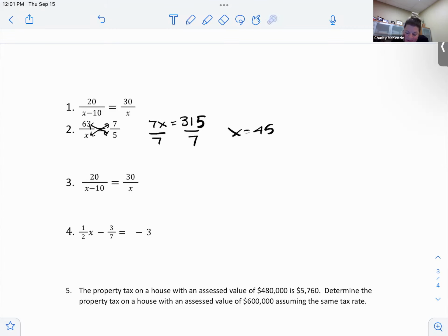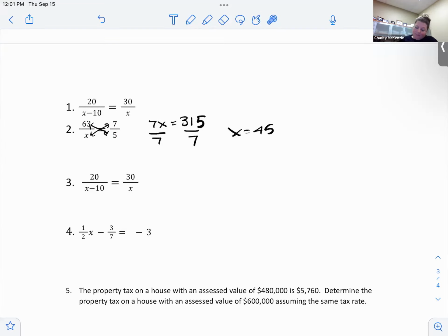So the original ratio of 63 over 45 is the same as 7/5. So you could divide both fractions and you better get the same answer. Or 63 over 45 should reduce to 7/5. And it does. Yeah, because 9 goes into 63 and 45.